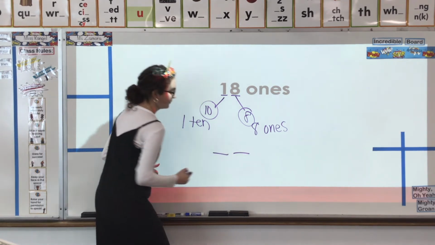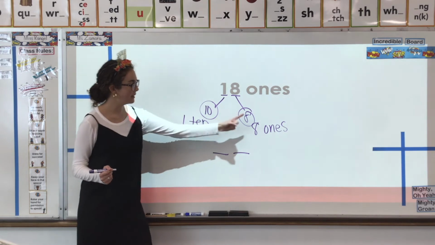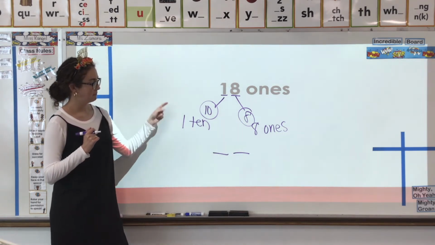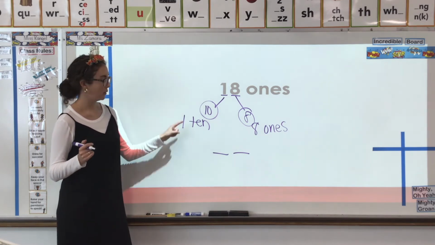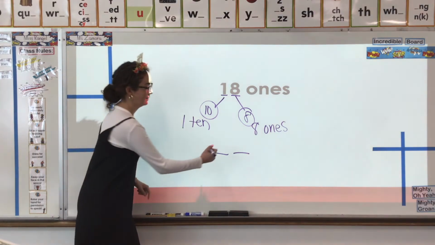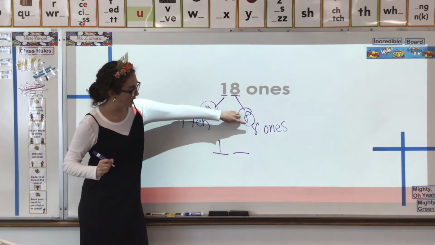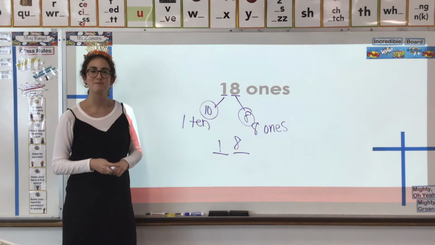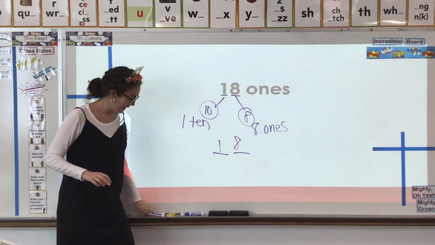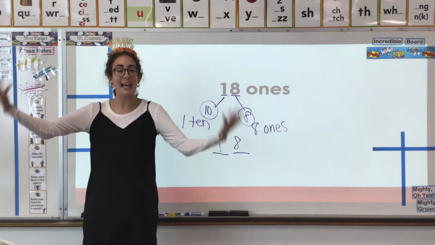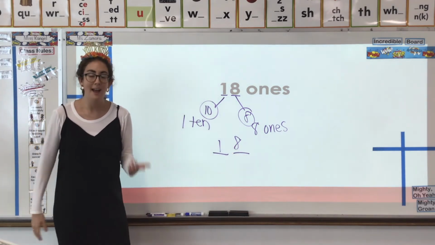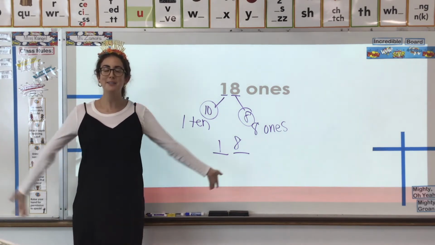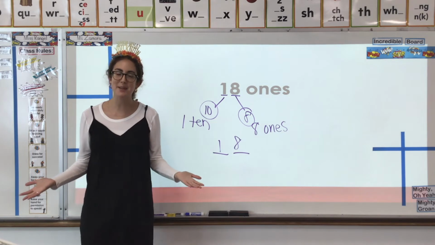So let's see. If we have 1 ten and 8 ones, how many do we have? Can you write it on your board? We've got 1 ten and we've got 8 ones. So what's our total value? It is 18. We have 18. And if you noticed, we had 18 ones, and the total value is still just 18.